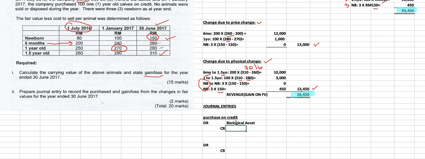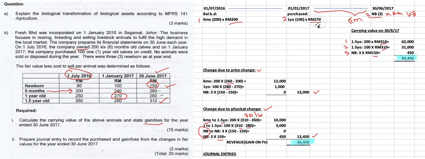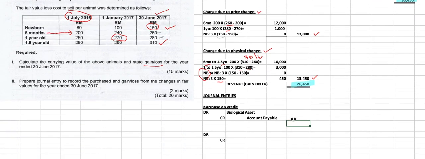And you will credit account payable because you bought on credit. So the amount will be 100 times 270. That will be 27,000.